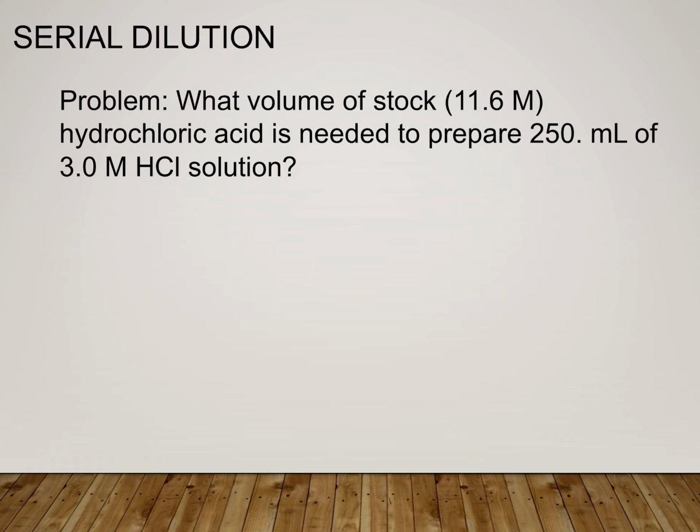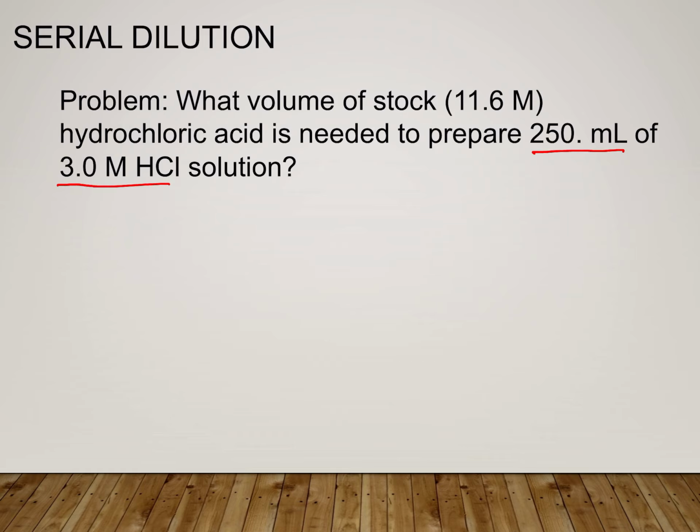And the way that a problem will show up is it will look like this. What volume of stock hydrochloric acid is needed to prepare 250 milliliters of 3.0 molar hydrochloric acid solution? So in this scenario, we're assuming that we're going to do a reaction. We need 250 milliliters of 3 molar hydrochloric acid. It says so in the procedure.